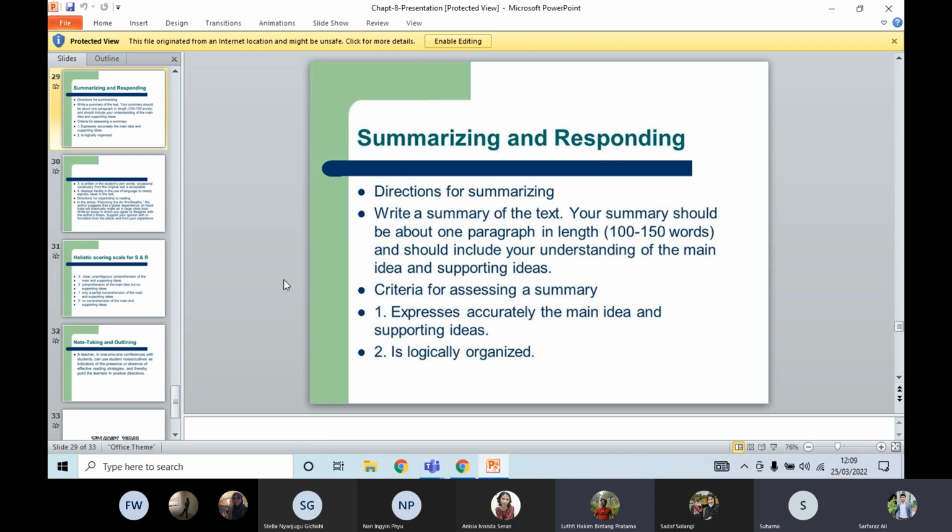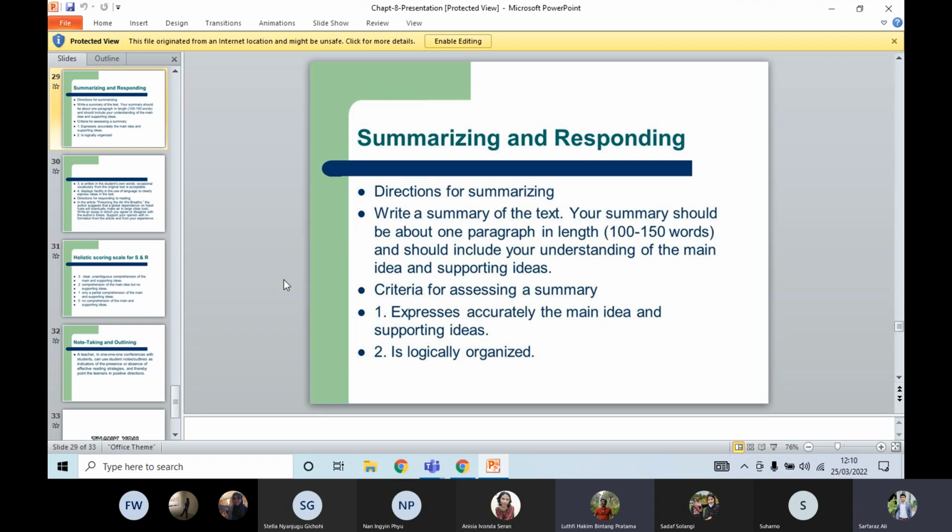Another section of the presentation is summarizing and responding. This is also a type of test pattern. In summarizing, we are sometimes given directions to write a summary of the text, or recommendations that your summary should limit itself to 100 words or 150 words, and should include your understanding of the main idea, supporting idea, the body. So these instructions are given to summarize the paragraph.